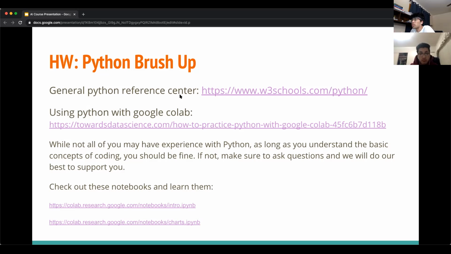Just check out some of these reference sheets and some basic links. We'll share them in the description as well. And then also check out this link on how to use Python with Google Colab. And then you should also check out these intro notebooks and learn how to use them. There are going to be some really basic introduction files and commands.